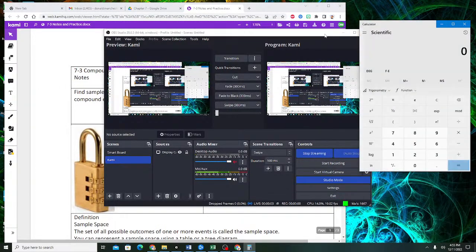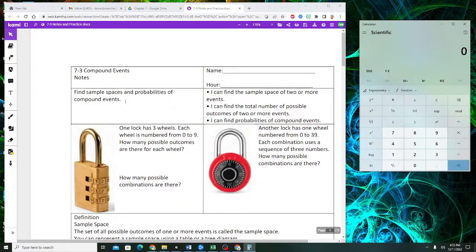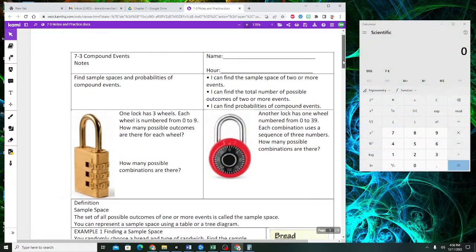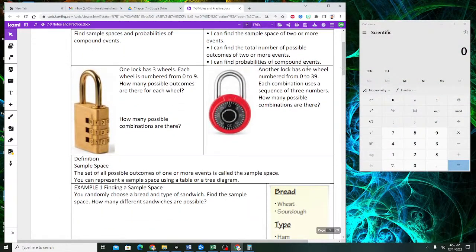All right. We're going to find sample spaces and probabilities of compound events. Then we're going to find the sample space of two or more events. I can find the total number of possible outcomes of two or more events and find the probability of compound events. For starters, let's look at this.